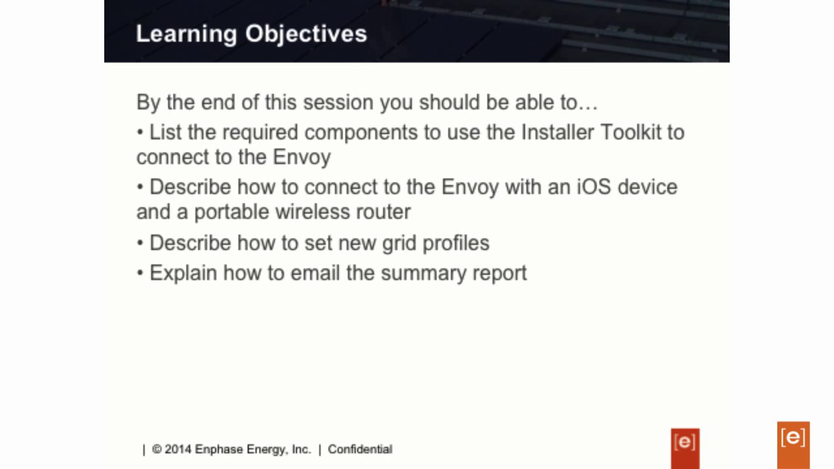You've now seen how to use the Installer Toolkit to connect to the Envoy to set the grid profiles and view valuable information about the inverters during the activation process. You should now be able to list the required components to use the Installer Toolkit, describe how to connect to the Envoy with an iOS device and a portable router, and describe how to set new grid profiles and email the summary report.